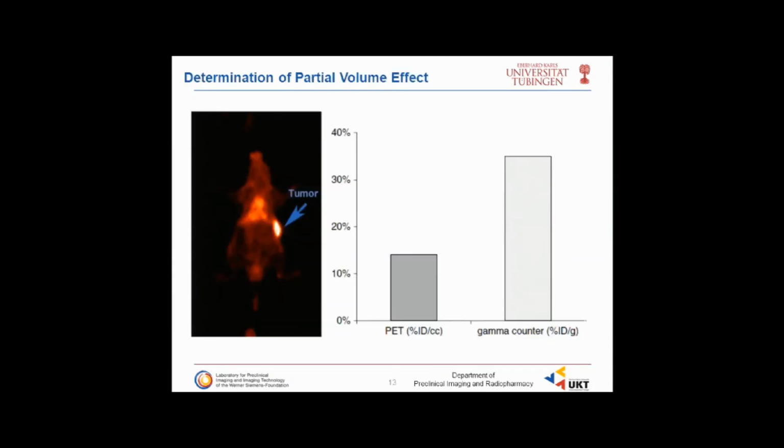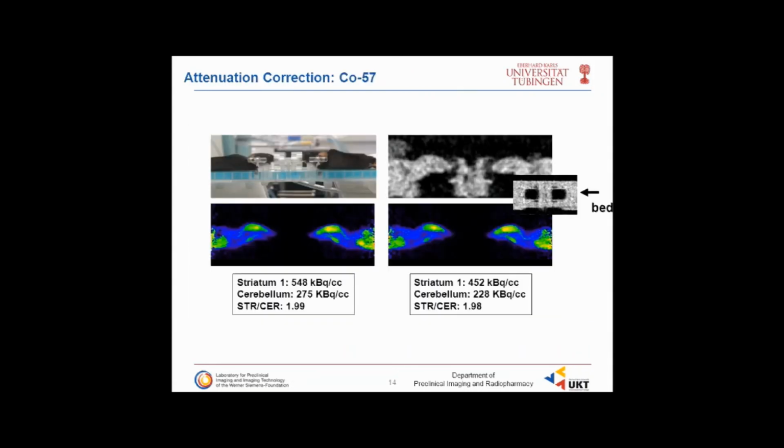This is a study we did with an antibody, and this is the tumor over here. When we do the PET imaging, we got a percent injected dose per cc of approximately 15%. If we take out the tumor and put it in a gamma counter, what is usually considered the gold standard, where we have no partial volume effect, we got approximately 35% injected dose per cc. So you see, you make a quantification error even for this large lesion of a factor of 2. So therefore, always consider the partial volume effect.